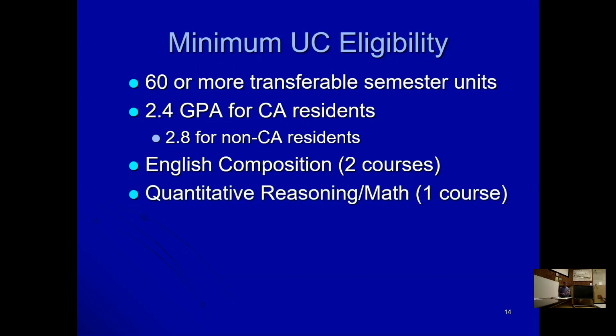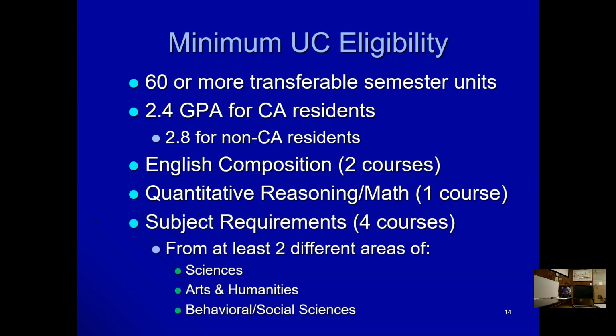1 transferable math course. As I mentioned before, 4 subject courses that are coming from 2 of those 3 subject areas. So if you remember, when we went to ASSIST, there was that column heading with letters of either S for your physical and biological sciences, H for arts and humanities, or B for social and behavioral sciences, right? So when you look for your list of what courses transfer, on that far right, you're trying to identify at least 4 subject courses from 2 of those 3 subject areas, okay? So this is step 1 for UC transfer.